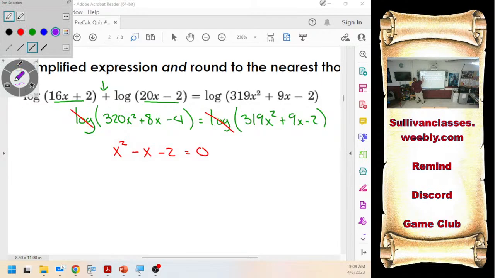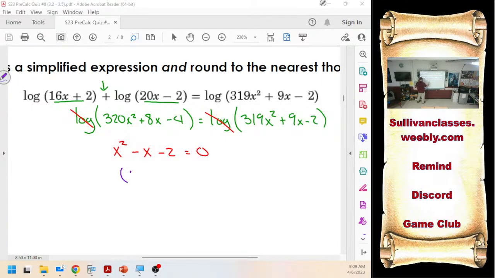Solve by however you need to. In this case, I'll factor. X minus 2, x plus 1. Getting answers. X is 2 and negative 1.